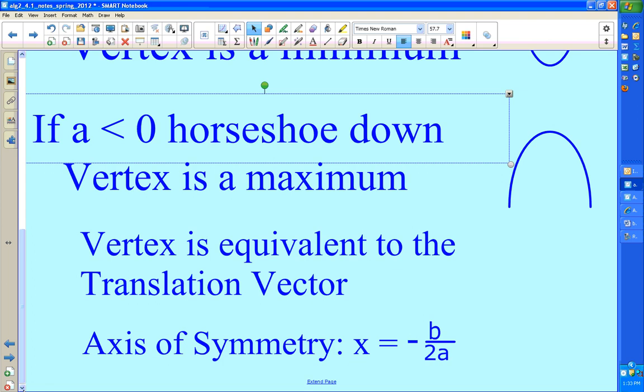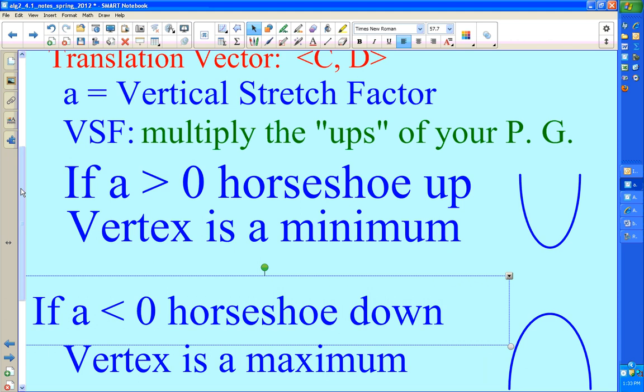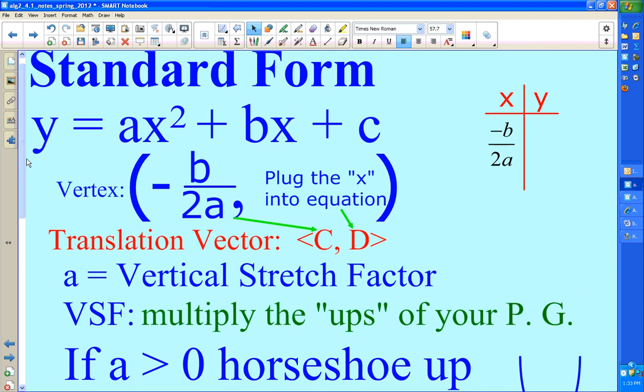Anybody have any questions on this so far? You should be seeing lots of similarities between the parabola and the absolute value. Opens up, opens down. A is your vertical stretch factor still, and that determines everything about the stretch. And we don't have to worry about horizontal stretch factors because in standard form there isn't going to be one.